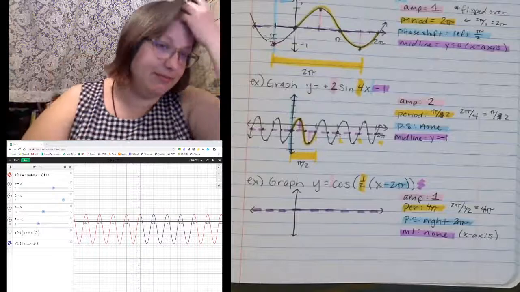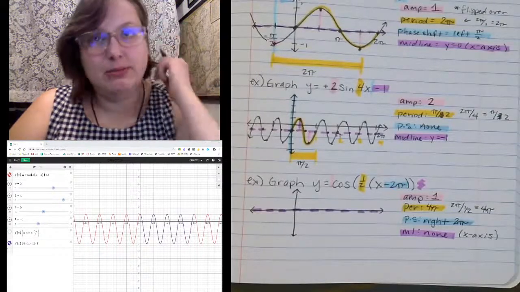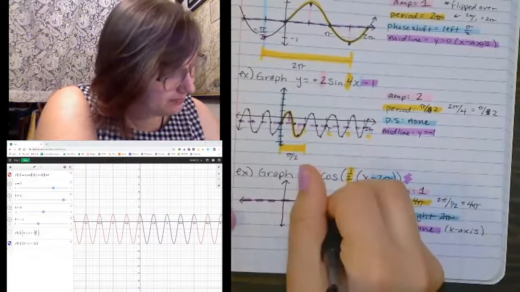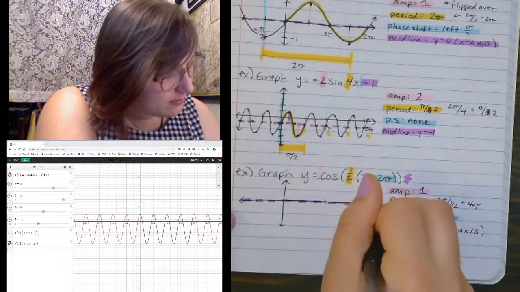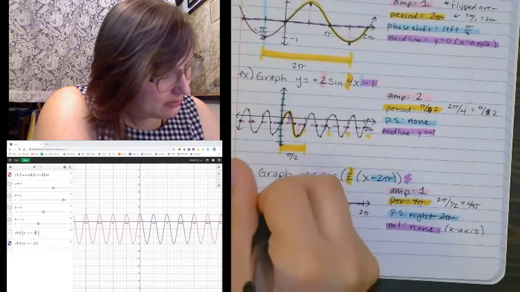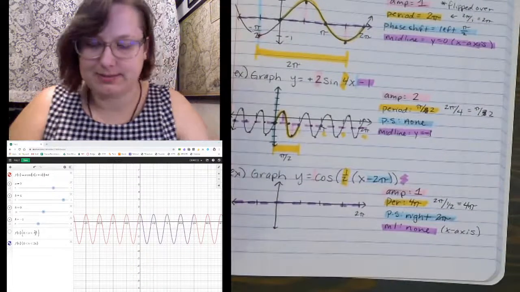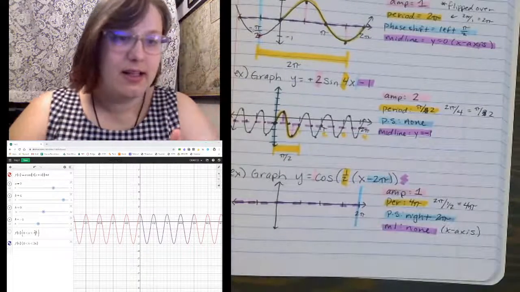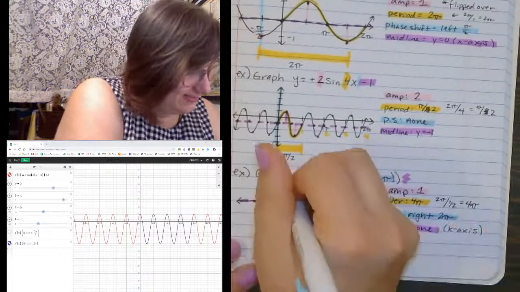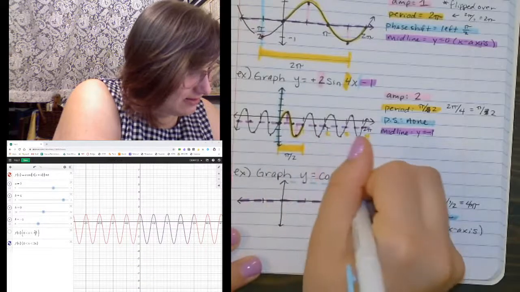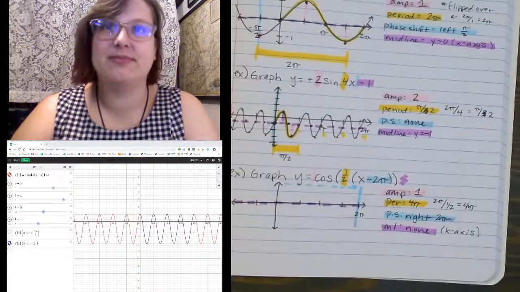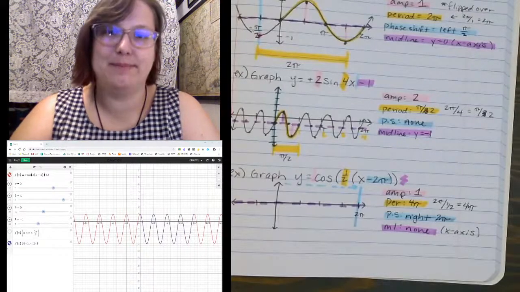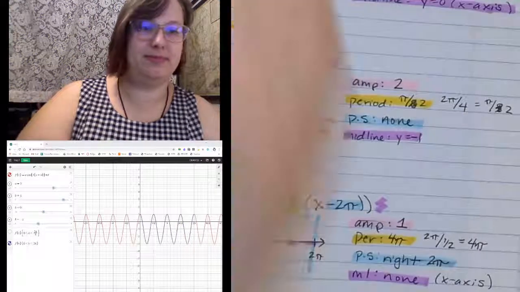Alright, so that's my midline. My phase shift goes right by 2 pi. Which is like the entire thing, right? So we actually might have to do a little bit of backwards thinking to graph it in our minds. So here's my 2 pi. That's my starting position because of my phase shift. It says write 2 pi after it. But of course it's mirrored here.